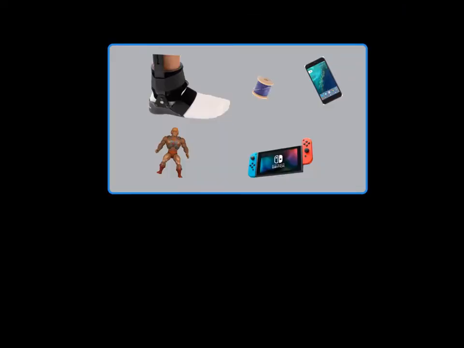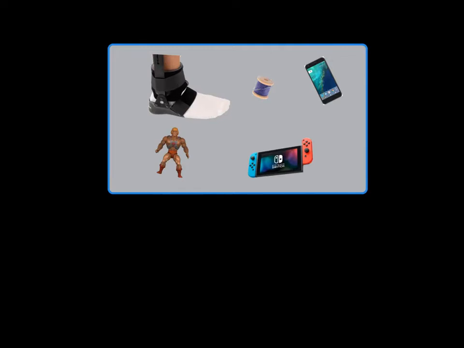So to get us started with this, let's pretend we have a table, and on this table is a phone, the switch, an old He-Man figure from the 80s, for some reason a spool of thread, and a disembodied foot with a brace on it. And what I want to do is count the number of ways that I can choose objects from this table and take all of them off. I want to count the number of ways I can choose all 5 of these objects off the table one at a time. So, starting out, I have 5 different things I can choose from.